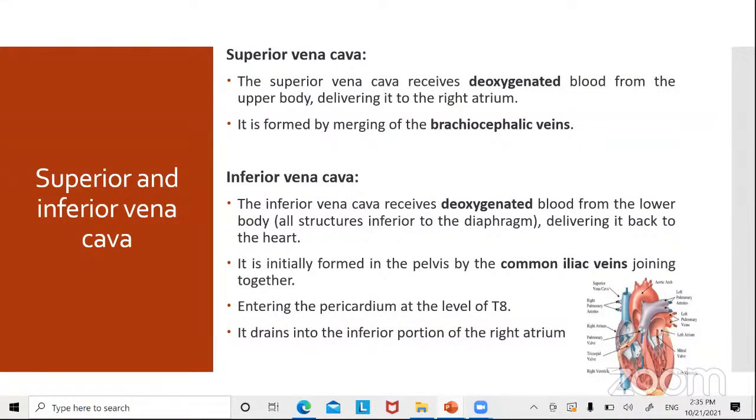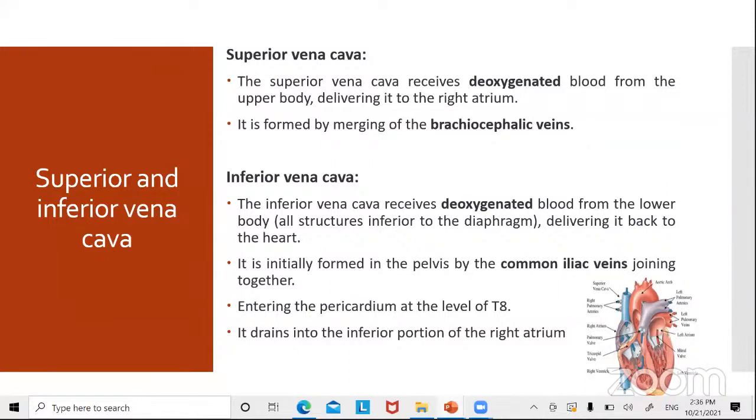The superior vena cava receives deoxygenated blood from the upper body, all the structures superior to the diaphragm, excluding the lungs and the heart, and delivers the blood back to the right atrium. It is formed by the merging of the brachiocephalic veins, traveling inferiorly through the thoracic region until draining into the superior portion of the right atrium at the level of the third rib.